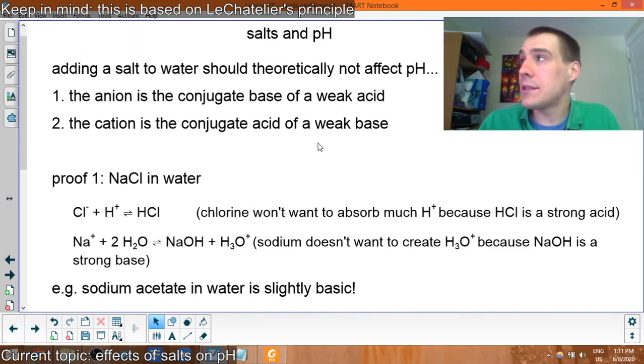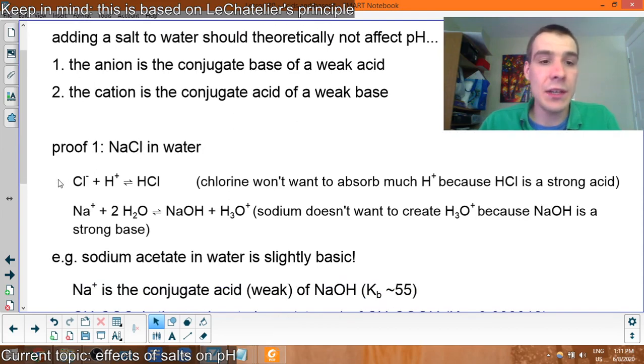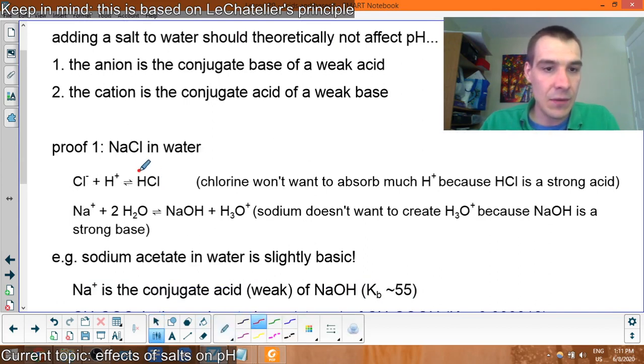So, here's an example. We put NaCl in water. Here's HCl dissociating to H plus and Cl minus. We know that this is very strongly favored this way because HCl is a strong acid. So Cl minus is a really, really terrible base. Cl minus would be the base. It would absorb the H plus, right? But it doesn't want to. We're putting in this really bad base.